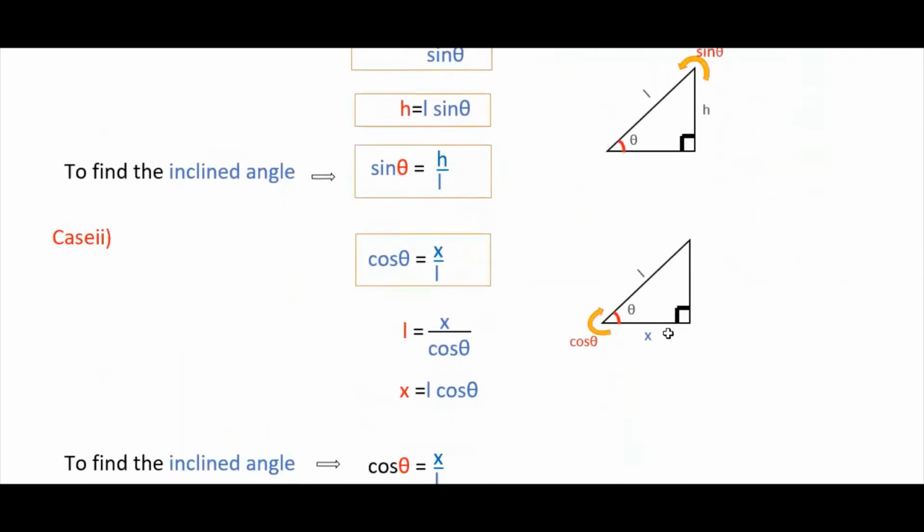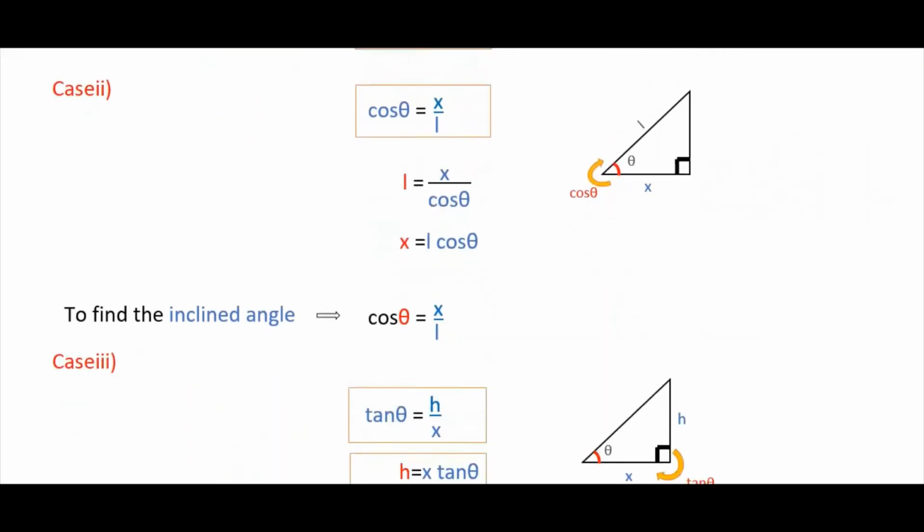In the second case, if we want to find x or L or theta values, then we have to use cos theta is equal to x by L, because x is the adjacent side and L is the hypotenuse. So cos theta is equal to x by L, and from this you can find L is equal to x by cos theta, or x is equal to L cos theta. And if you want to find the inclined angle theta, use cos theta is equal to x by L.